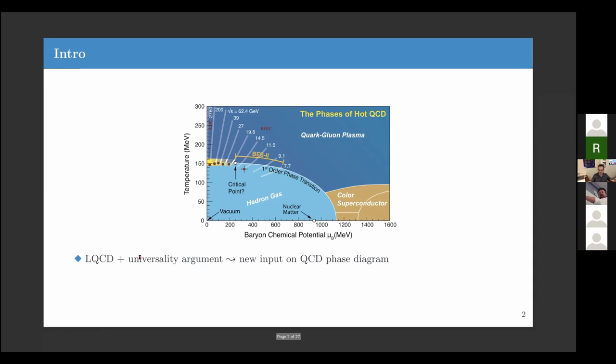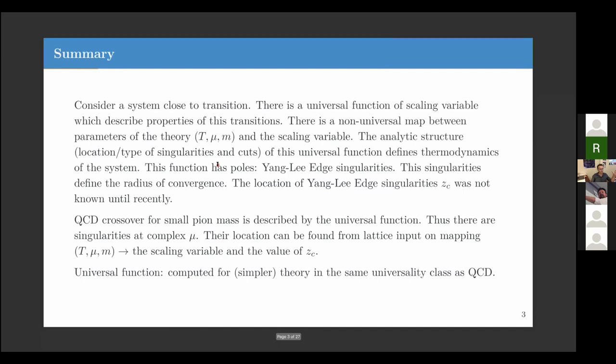I mostly will be talking about the crossover. So whenever I'm talking about the phase transition, I have in mind the transition relating to the O(4) universality class. Only at some point will I mention a little bit about the critical point, but most of my discussion is about the crossover only. Okay, so here's my very brief summary of what I'm going to tell you, just before I lose you or if I run out of time.